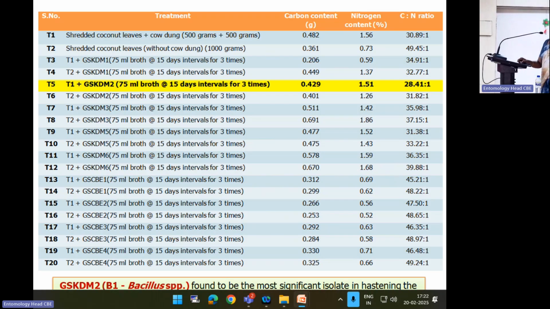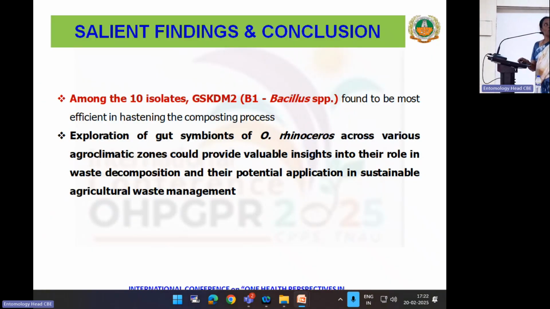Next slide. So to conclude my topic, there is a possibility if you isolate the gut symbionts from different areas, different localities of the rhinoceros grubs. Not only grubs, further research has to be extended to the rhinoceros beetle, because the rhinoceros beetle is nowadays at an alarming status as a pest, and there is a recent report stating that it is also feeding on the corn cob. So we can collect them, and that is another mechanical way of controlling that pest also.